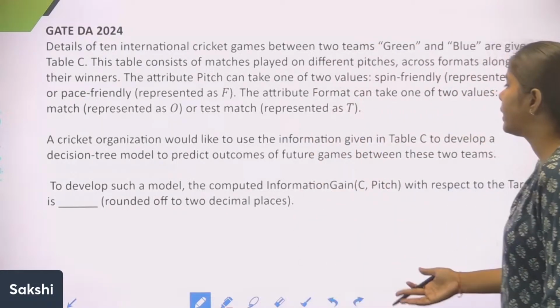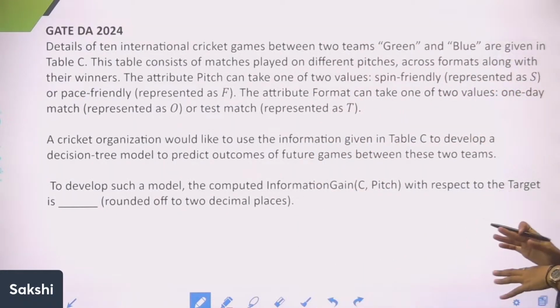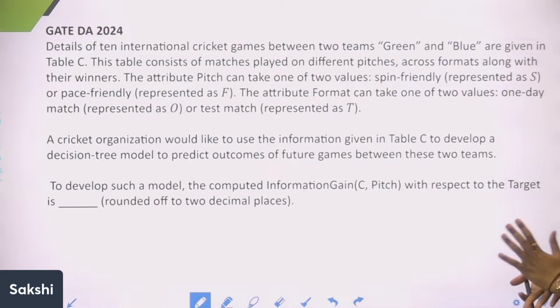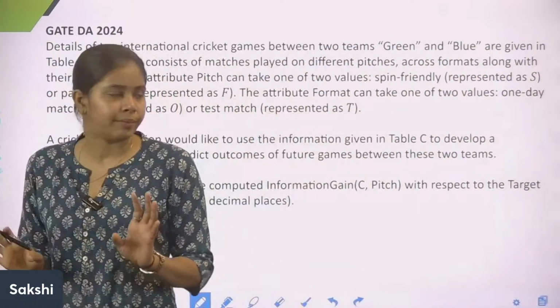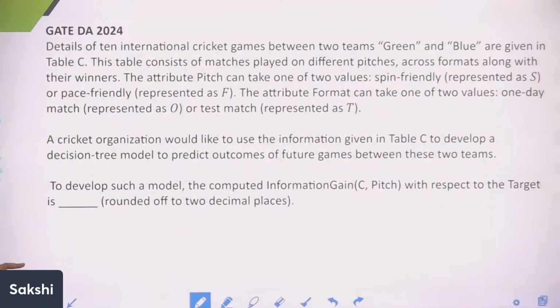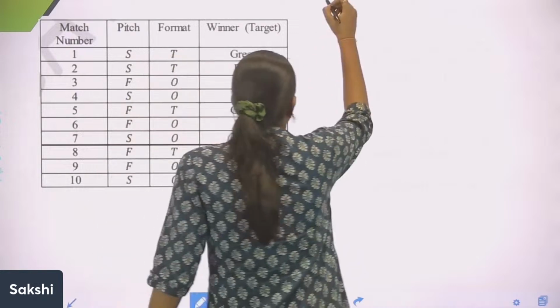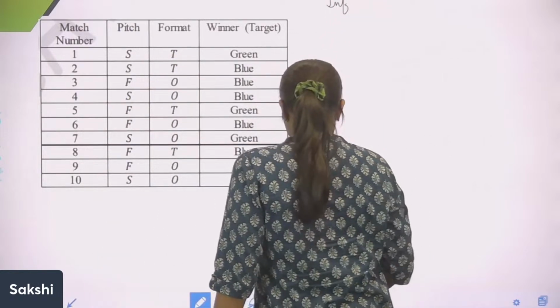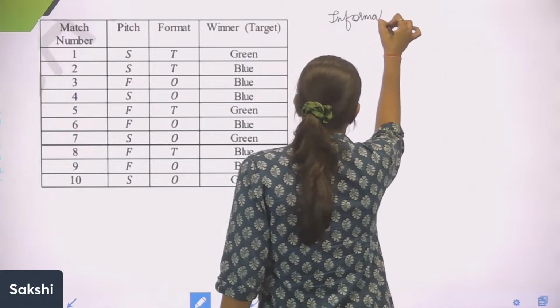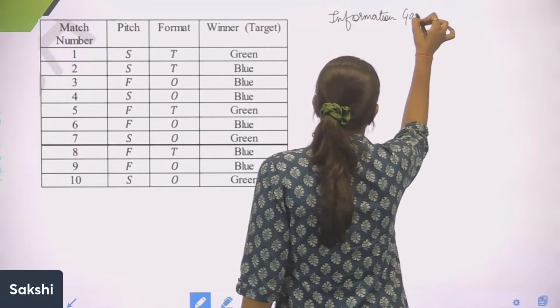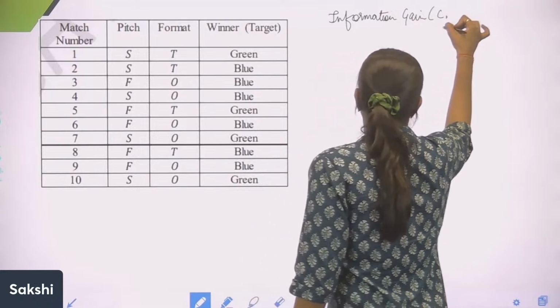Right. Next, they have said that a cricket organization would like to use the information given in table C to develop a decision tree model to predict the outcome of future games between these two teams. So they just want to draw a decision tree based on the table given to me. Now they are asking to compute the information gain of C comma pitch with respect to the target, the winner.